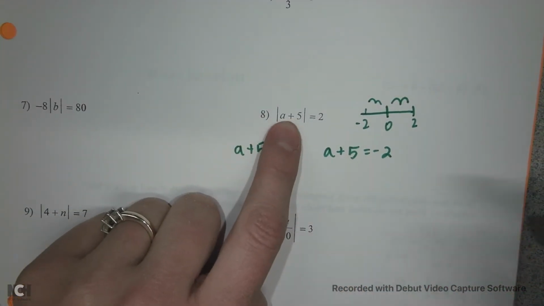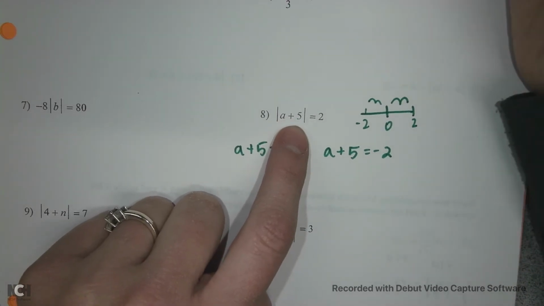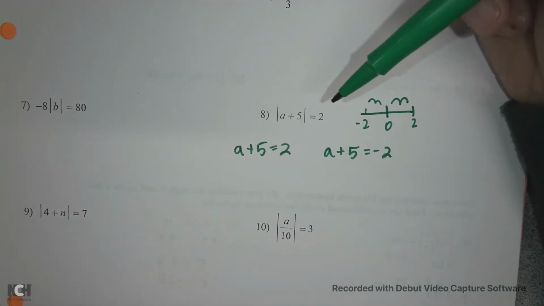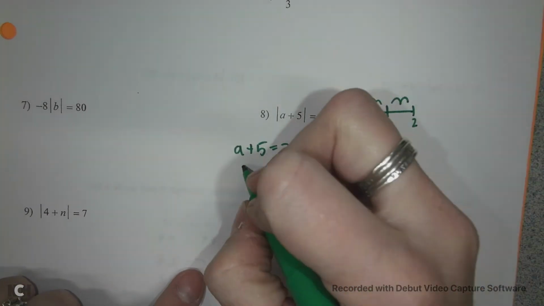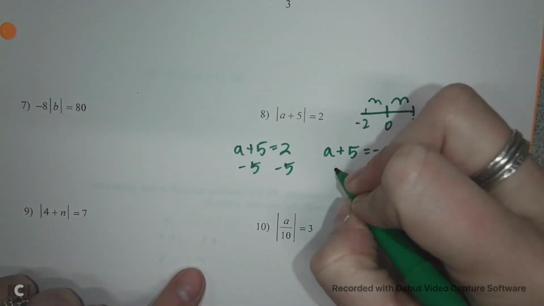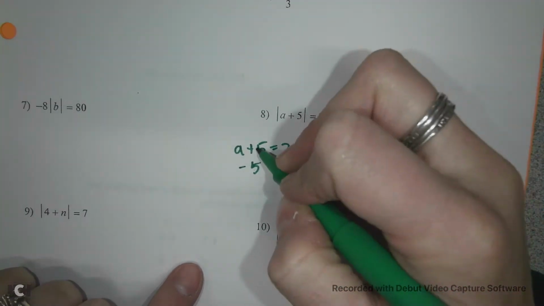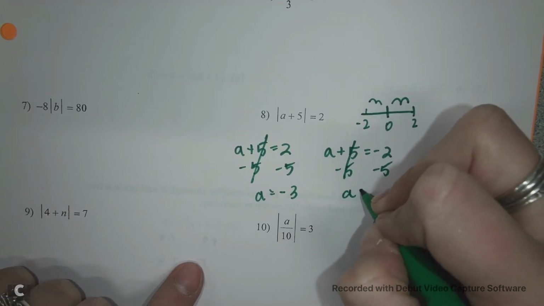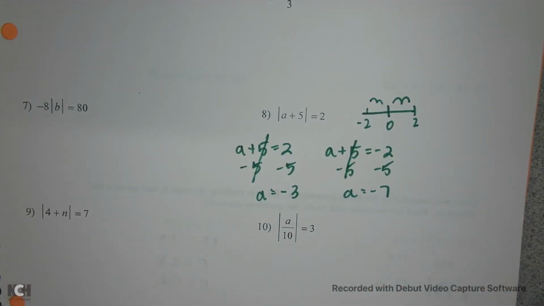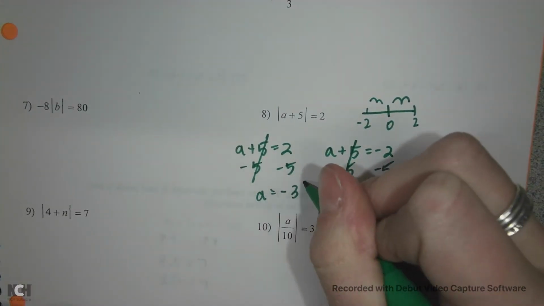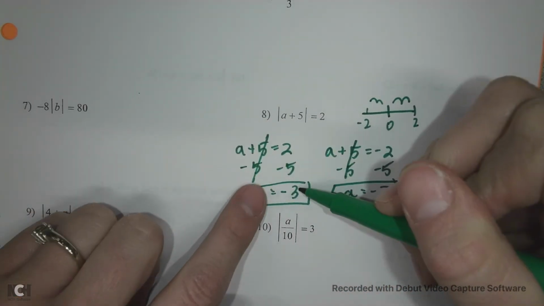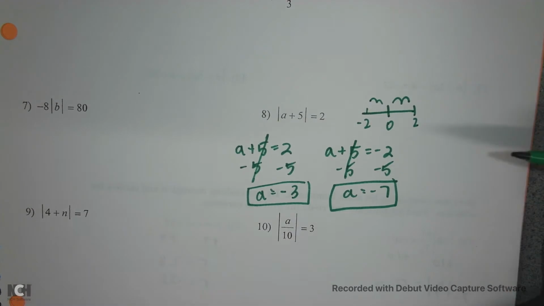Notice that this time we have extra stuff that was inside of our absolute value. So when we split, we need to get the letter by itself. We need to keep solving. So we're going to subtract 5 from each side, get that variable by itself. And a equals -3, and a equals -7. So those are our 2 answers. And notice these are different numbers. So you can't just solve it once and then put a negative sign on it. That's not going to work. So be careful with that.